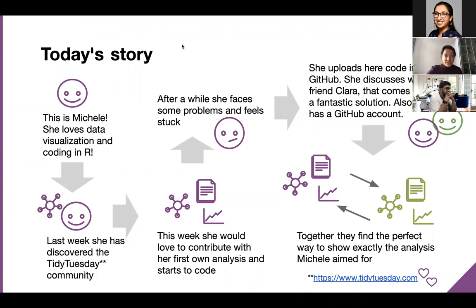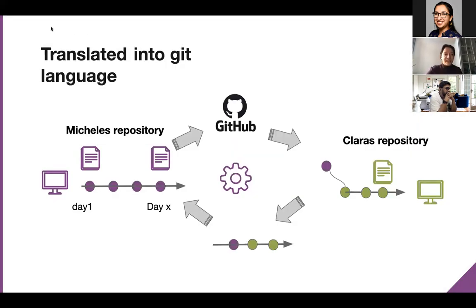So this is just the story about the talk. When you translate this kind of procedure into Git language, this is actually one slide, I didn't come up with a much better idea. You would start: Michelle has a local repository, so some set of files and data on her computer. She starts to work on it and creates certain snapshots. At a certain point she uploads this to GitHub, and Clara would retrieve this repository and continue to work based on Michelle's code and develop new things. She would bring it back to GitHub and merge it together, also a very important term, with Michelle's code, and this would basically be the cycle.